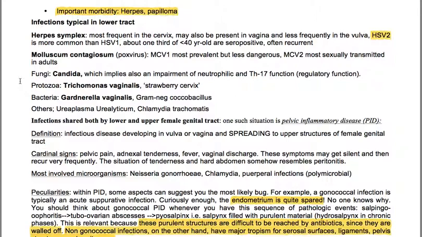Then we have infections shared both by lower and upper female genital tract. One such situation is pelvic inflammatory disease. It's an infectious disease developing in vulva or vagina and spreading to upper structures of the female genital tract. The cardinal signs are pelvic pain, adnexal tenderness, fever, vaginal discharge. These symptoms may get silent and then recur very frequently. The situation of tenderness and hard abdomen somehow resembles peritonitis.